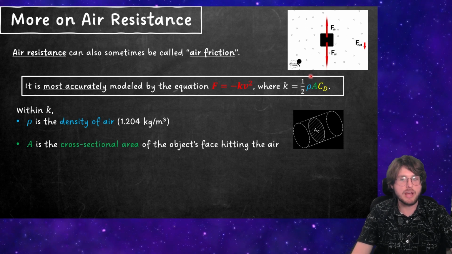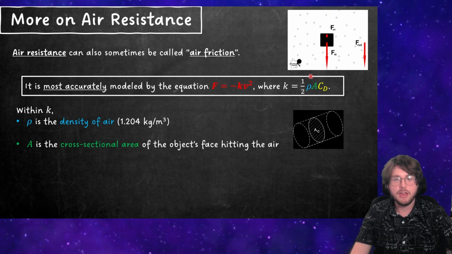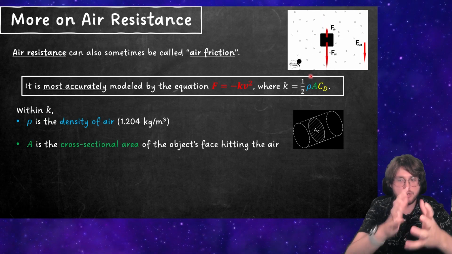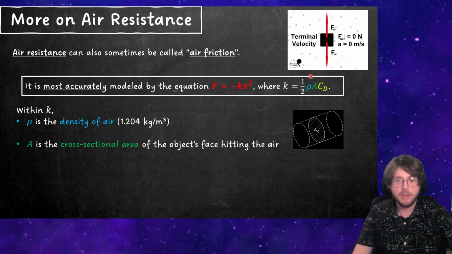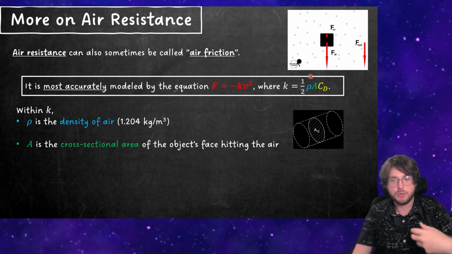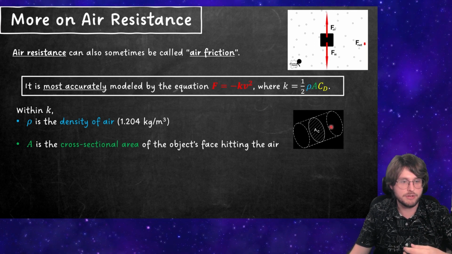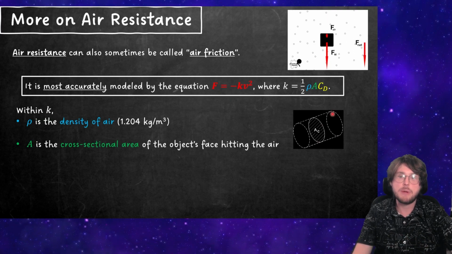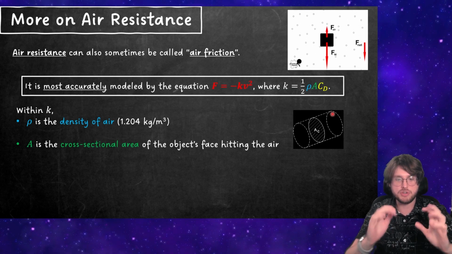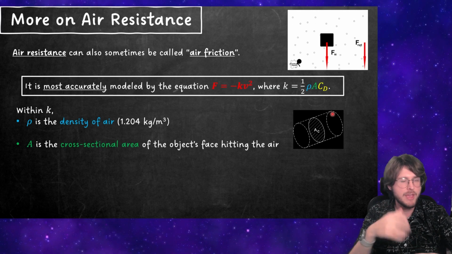Capital A is known as the cross-sectional area of the object's face that's hitting the air. So if you were to take the cylinder here and drop it with the circular face of the cylinder facing downwards towards the air, the cross-sectional area A would simply be the area of that circle, A_C, given right here. If you were to drop the cylinder on its side, it would be represented by a rectangle, because if you were to look at a cylinder's side head on, that's the shape it would take, a rectangle.